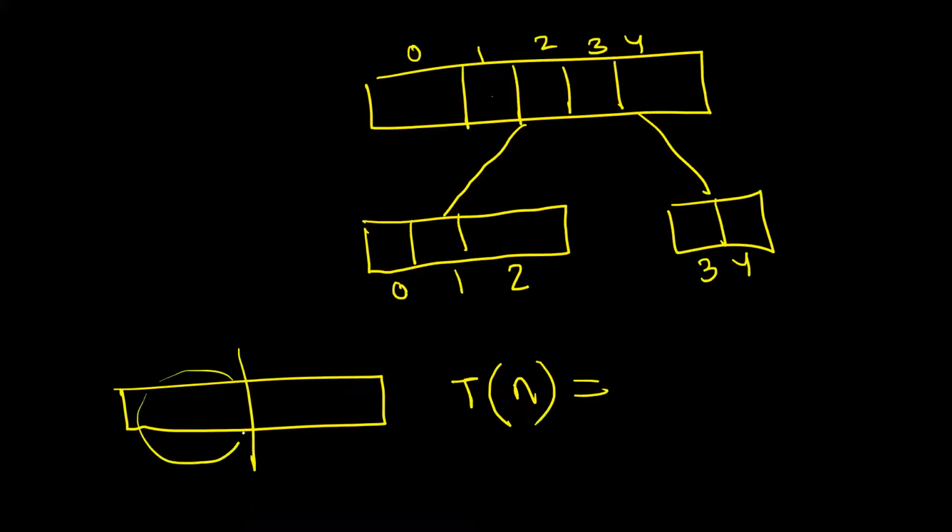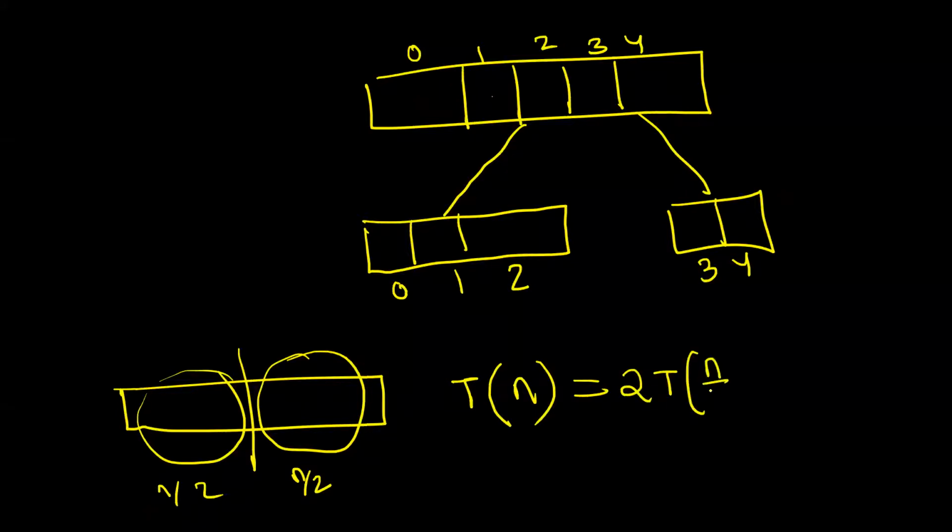We broke it up into two parts of size n by 2, n by 2. And first of all, I sorted both of them. So I will say the time taken to sort an array of size n is 2 times the time taken to sort an array of size n by 2.